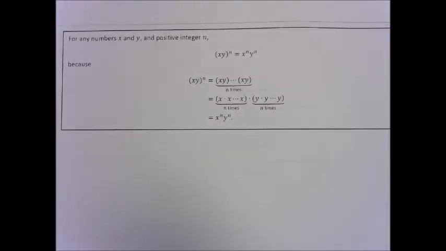Now moving on to the top of page 12, this is our second rule that we're going to have for our exponents. For any numbers x and y and positive integer n, x times y in parentheses is raised to the n power. That equals x to the n times y to the n. And again, we're going to take a look at that just a little bit closer so you can see with numbers exactly what this means.